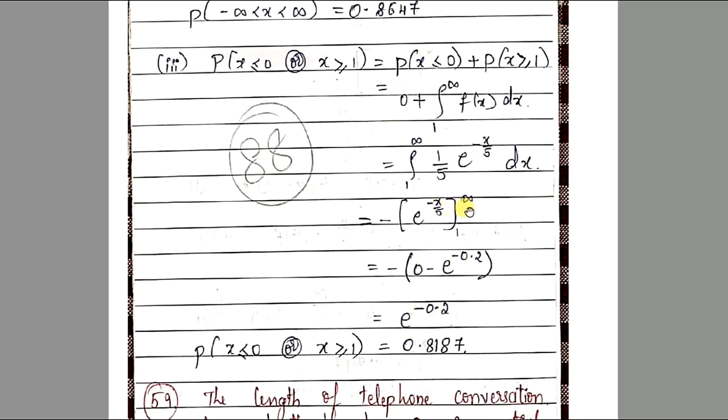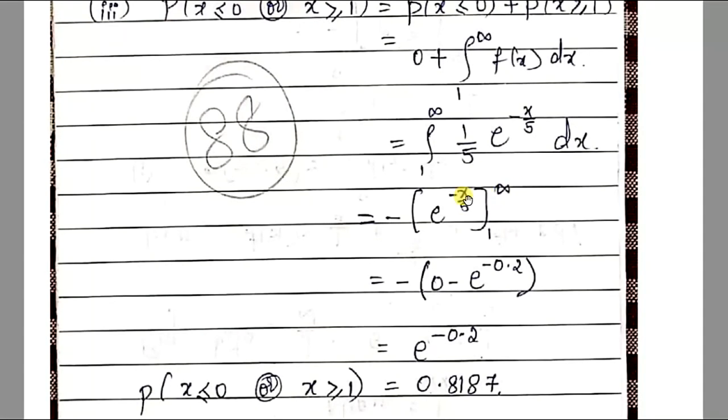Since infinity is there, I will explain this also. In place of x it is infinity, so when you put infinity in place of x, it is e to the power of minus infinity divided by 5, which is minus infinity only. E power minus infinity is 0. Upper limit minus lower limit: the lower limit is 1, so it is minus 1 by 5, which is minus 0.2.